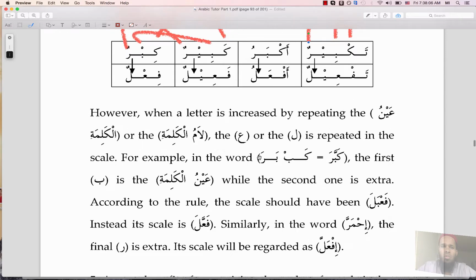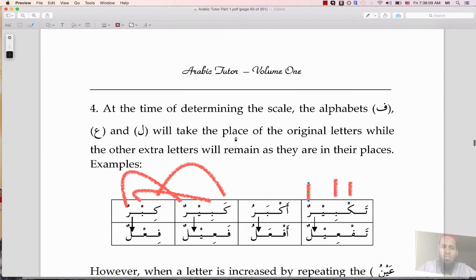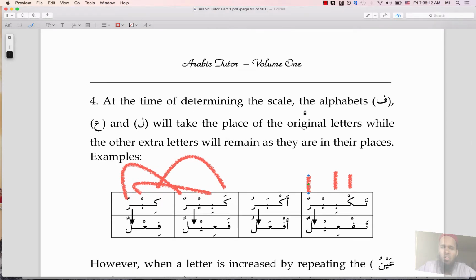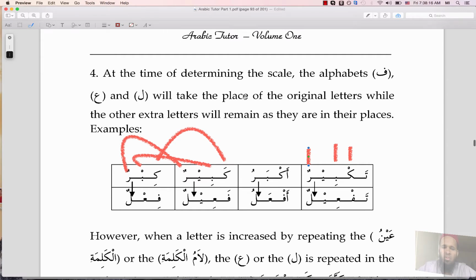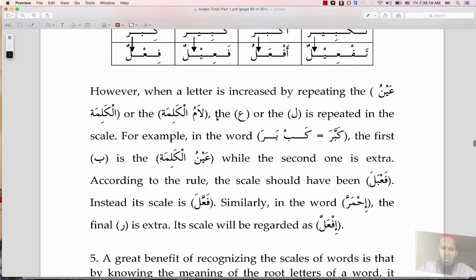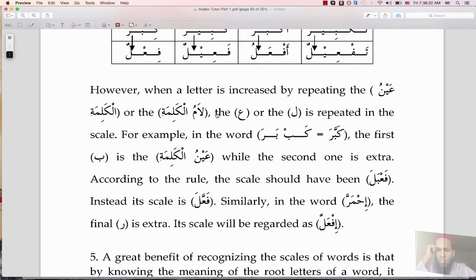Okay, so rule number 4 said, determine the scale. The fa'ala will take place of the original letters, while the other extra remain as they are in their places. This one says, second part of the rule, when the letter is increased by repeating the ayn or the lam kalma, ayn and lam, not the fa, then the ayn and lam kalma is repeated in the scale.